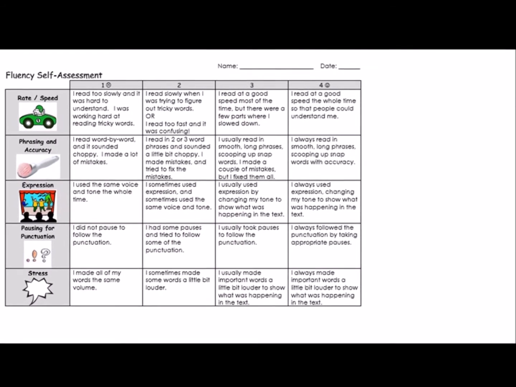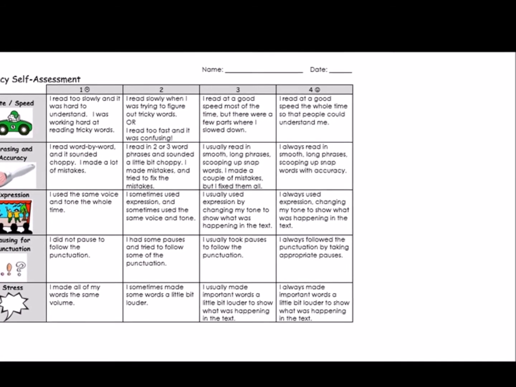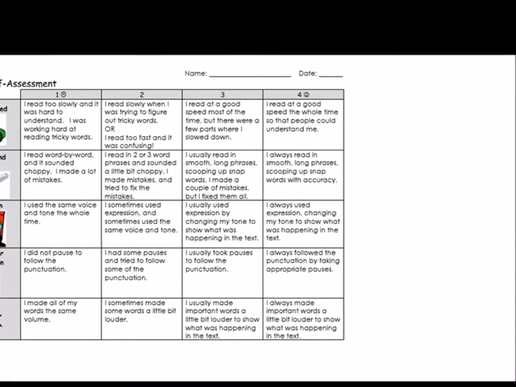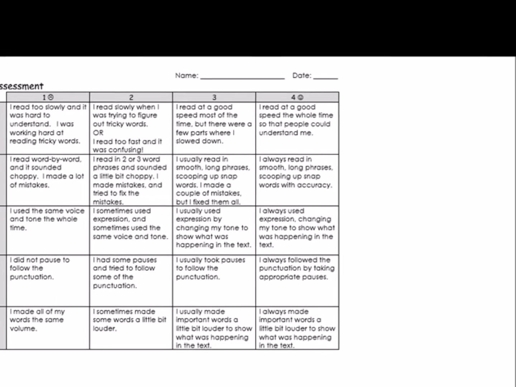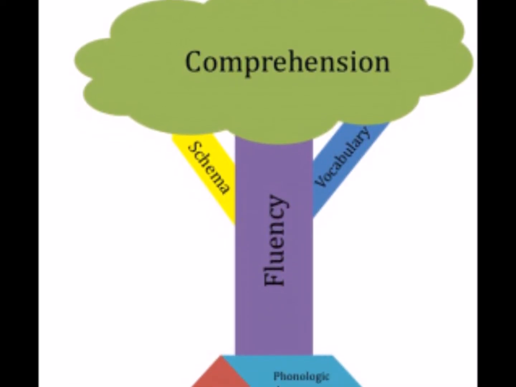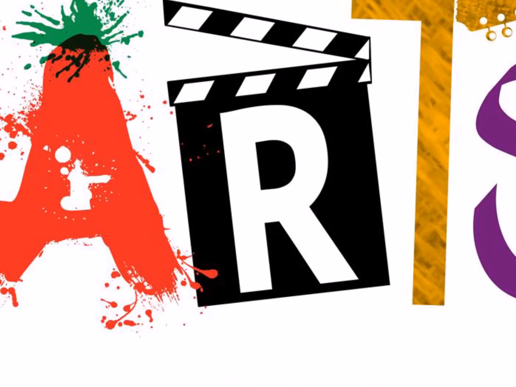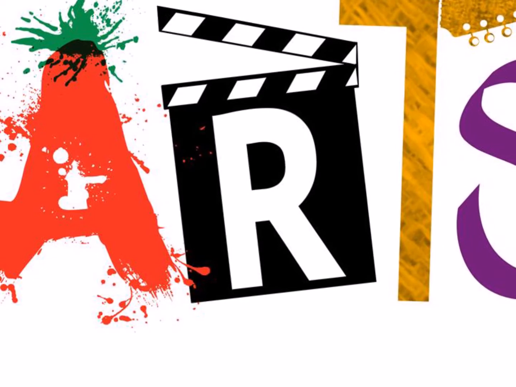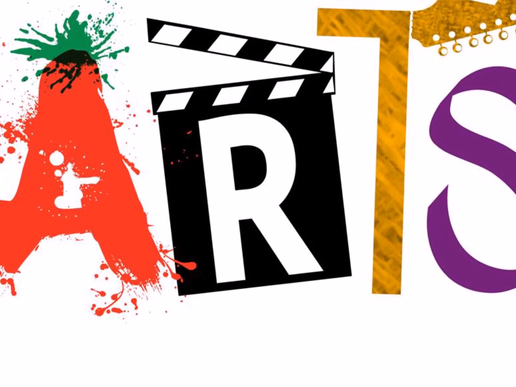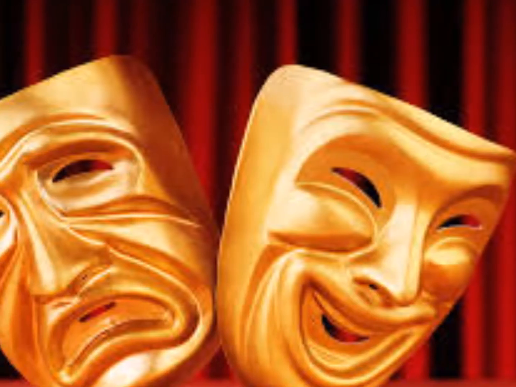Fluency also includes elements such as intonation and expression, pausing appropriately for punctuation, phrasing and prosody, and even putting stress on important words. All of these little elements of fluency actually work together to support reading comprehension. As I thought about all of the parts of fluency, such as expression, intonation, phrasing, and prosody, I noticed how perfectly they fit with both theater arts and music.